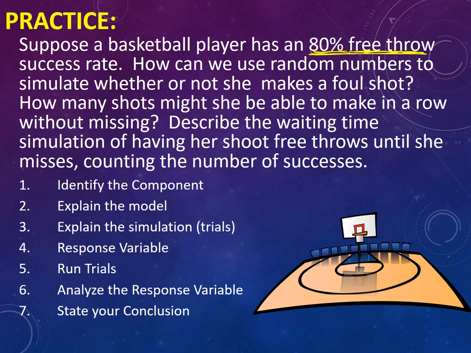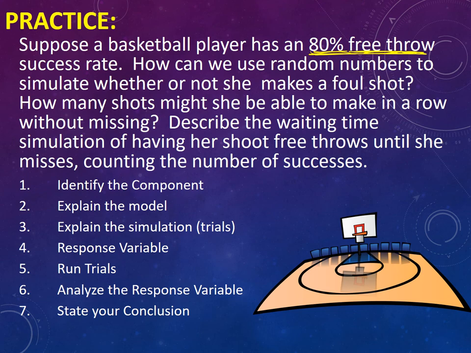So what we want to do is describe the waiting time for how long it takes for her to throw these balls until she misses a shot. And we want to count the number of successes she gets prior to that first miss. Does that mean I'm going to tell her that, hey, I know this person is going to make 6 shots every single time before they miss their first free throw? No, it's saying this is what we expect to happen. This is what we would expect to see happening over the extreme long run. So we're going to go through each one of these steps for this problem.